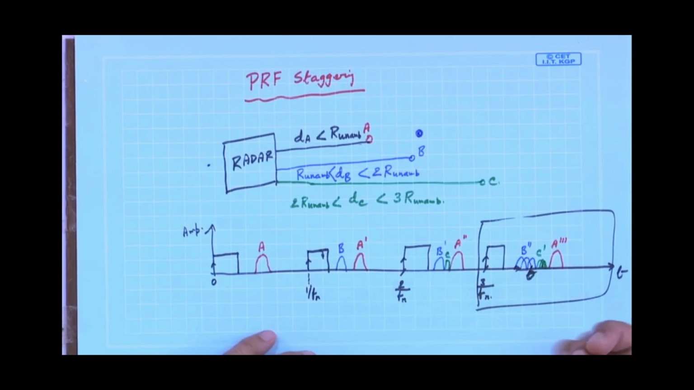Depending on the number of ambiguous echoes, 2 or more PRFs may be needed to resolve the ambiguity. In summary, PRF staggering is a technique that varies the PRF to distinguish and resolve ambiguous radar measurements, ensuring correct range detection for all targets.